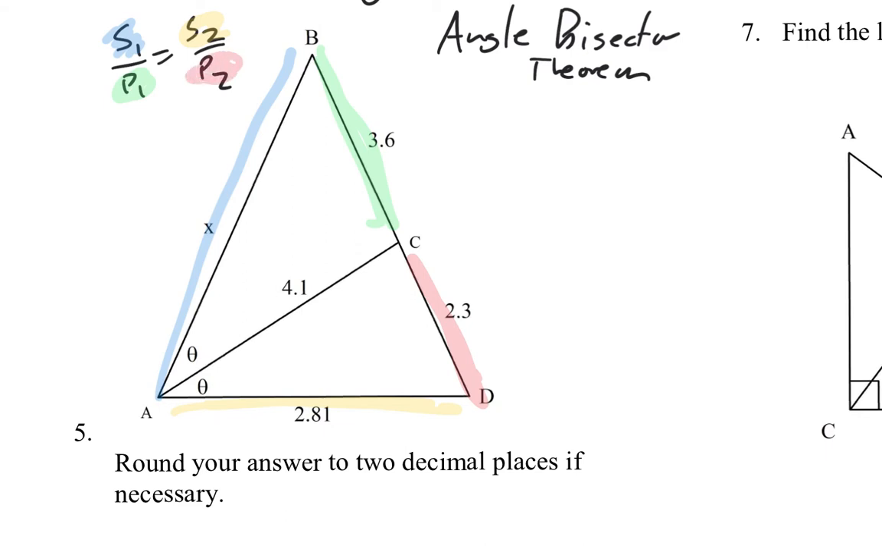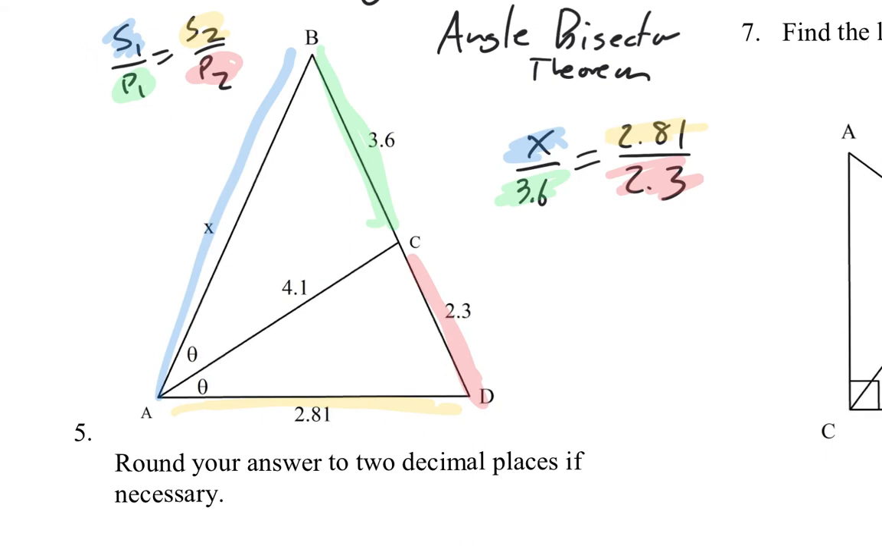Well, once we have all the pieces, we could plug it in pretty easily. So side 1 we said is x, part 1 we said is 3.6, side 2 we said is 2.81, and part 2 we said is 2.3. And I'm just going to go through and highlight all these pieces so we can see. All we're doing is just placing things right into this formula. If we just use the same thing every time, we're in good shape. This might be something you want to write on your 3x5 card.